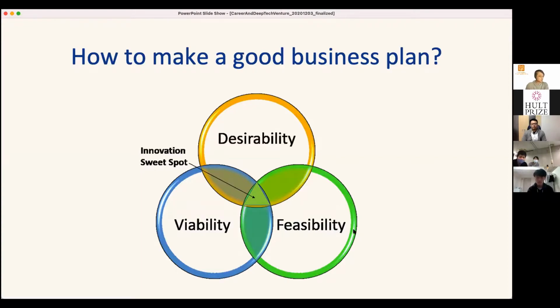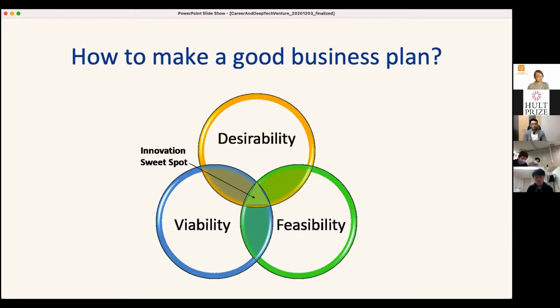That's simple. And the last one is feasibility. So is that business really carried out in the real world? So technically, scientifically, and operationally. So can you really do it? So that's the question about the feasibility. And you need to satisfy these three criteria to plan the business.